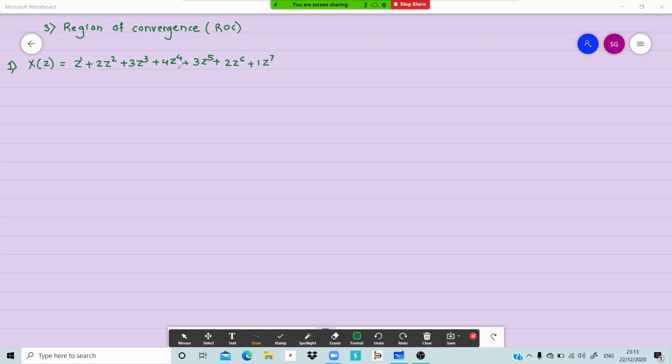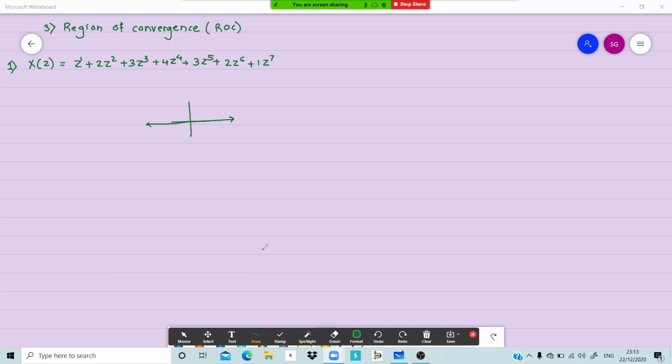Now see, all powers of z are positive, and you know that when the sequence is shifted to the left-hand side, the power becomes negative. When the sequence is going on this side, the power becomes positive, because this is lagging, this is leading. So I'll try to draw the sequence over here.